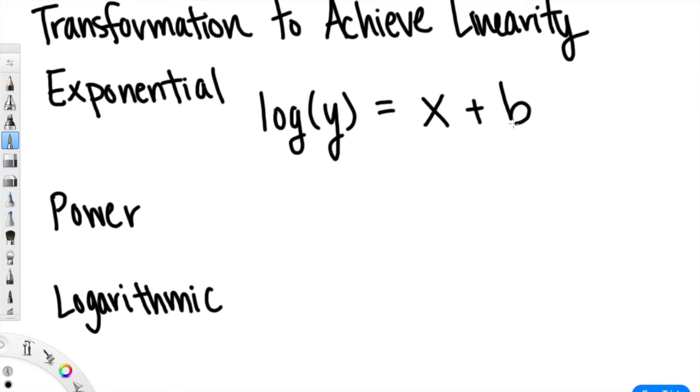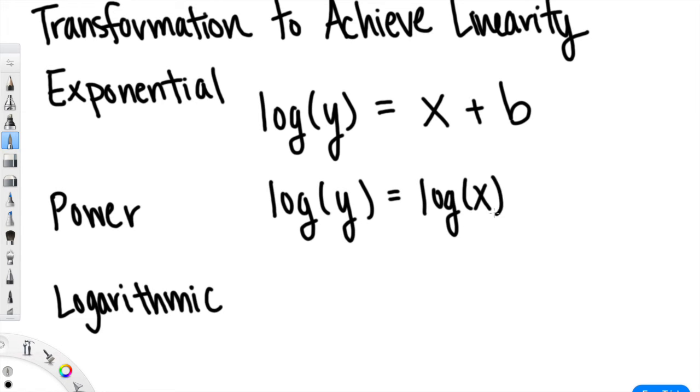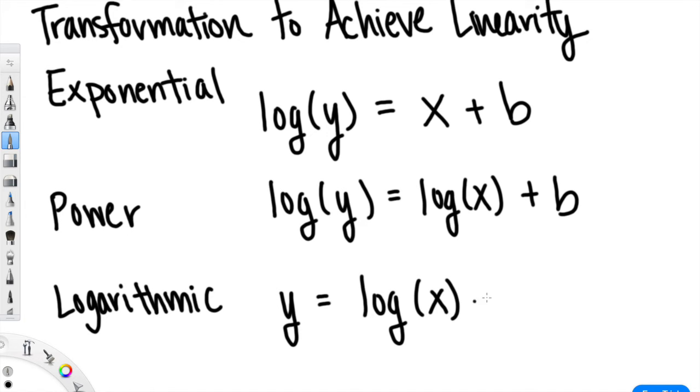In order to achieve linearity, transform exponential equations by logging y, so your final equation looks like log y equals ax plus b. Transform logarithmic equations by logging x, so your final equation looks like y equals a log x plus b. And transform power equations by logging both y and x, so that your final equation looks like log y equals a log x plus b.